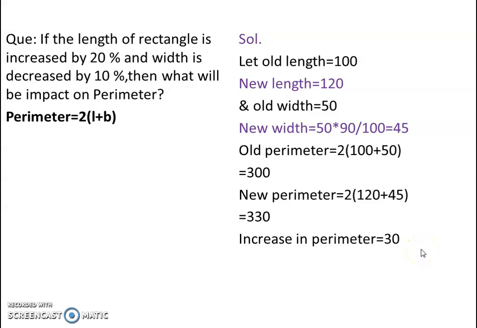Now we will calculate the percent increase, and to calculate percent increase, we will divide this increase by old perimeter, and we will multiply it by 100. So this will be equal to 10%. So that means there is a 10% increase in perimeter. Right. Hope this particular solution is clear to you.